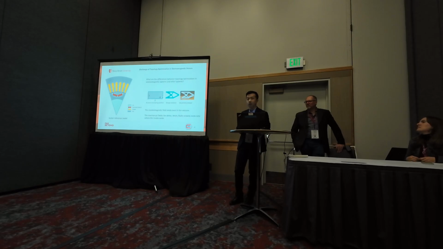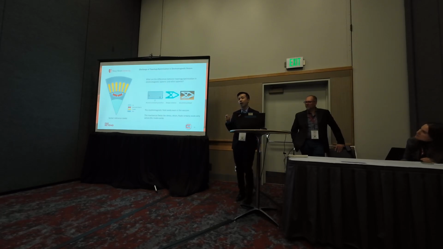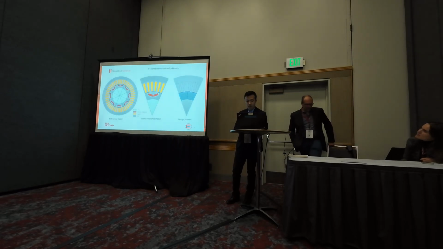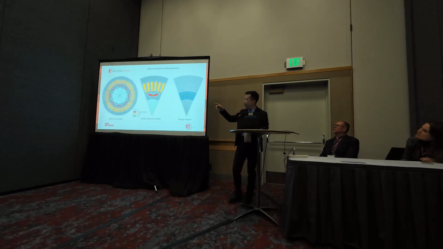So the answer is the electromagnetic field exists even in the vacuum. Unlike stress, strain, and fluid velocity, which exist only where the medium exists. For example, there's no Young's modulus, no stress and strain in the air. So the topology optimization in the electromagnetic system is in fact a multi-material problem. Here's the reference model on the left, the sector reference model in the middle, and the blue part is our design domain in the rotor core.